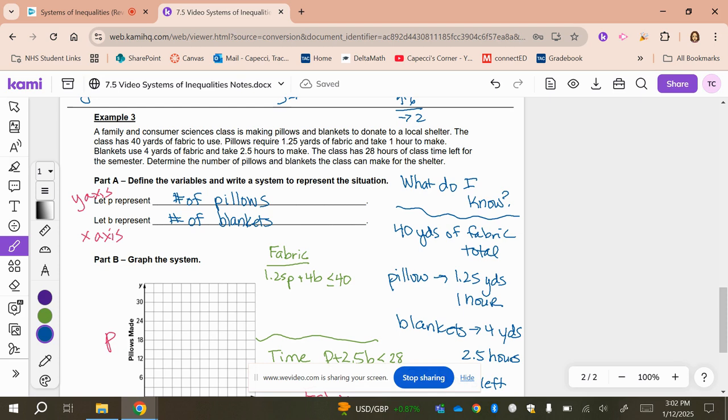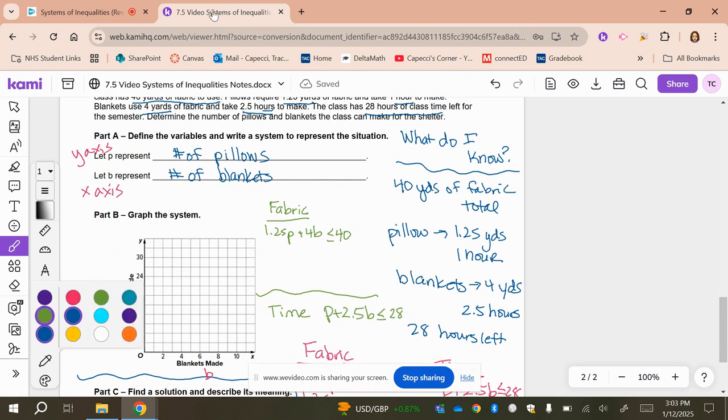A family and consumer sciences class is making pillows and blankets to donate to a local shelter. The class has 40 yards of fabric to use. Pillows require 1.25 yards of fabric and they take 1 hour. So if you want to make a pillow, it's going to need 1.25 yards of fabric and it's going to take an hour to make. Blankets, they need a little bit more fabric, 4 yards, and it's going to take longer as well, 2.5 hours to make. So they have 28 hours of class time left for the semester. Determine the number of pillows and blankets the class can make for the shelter.